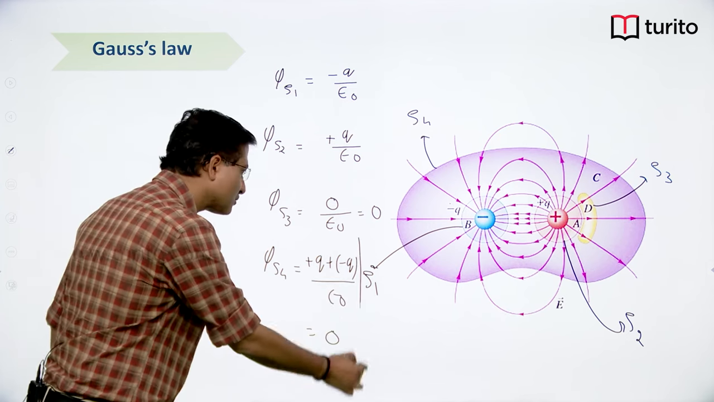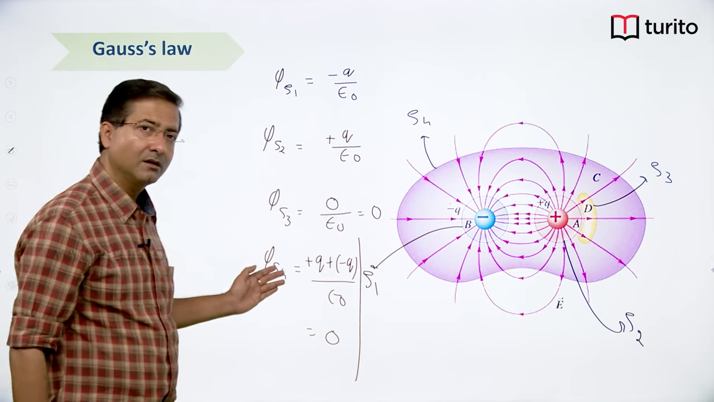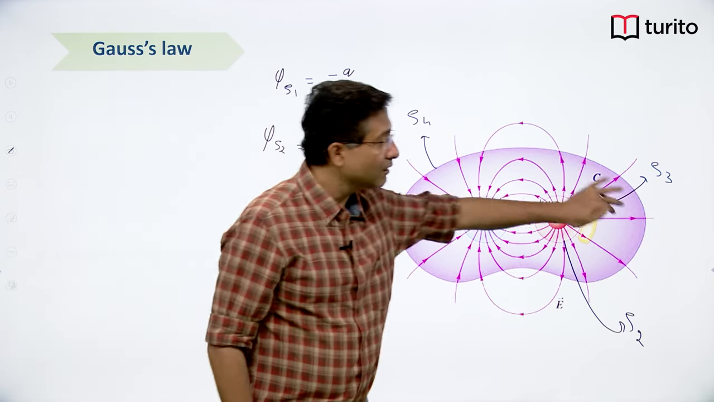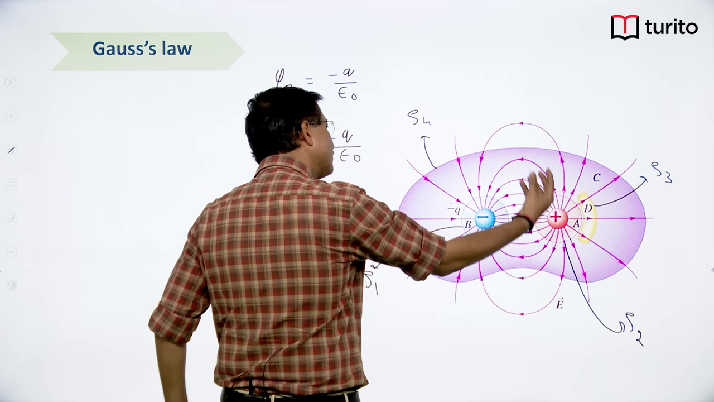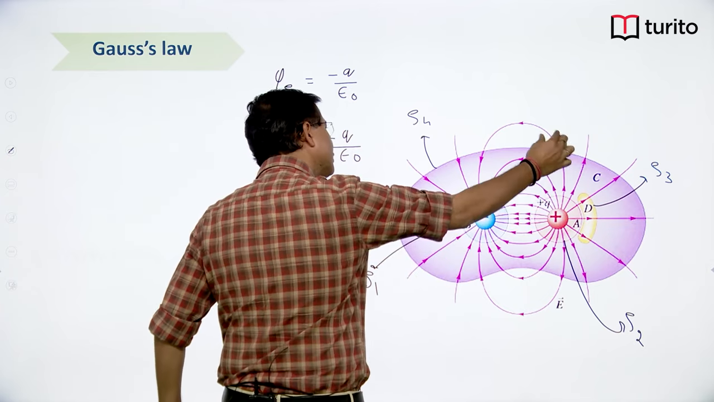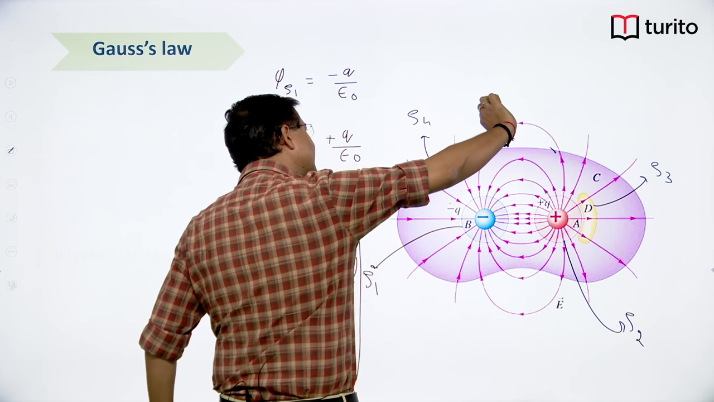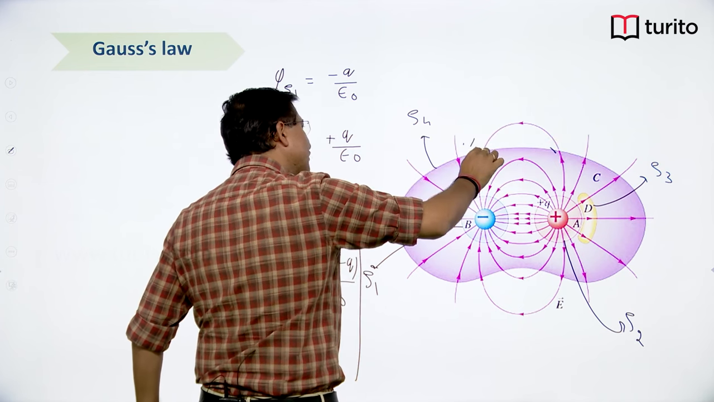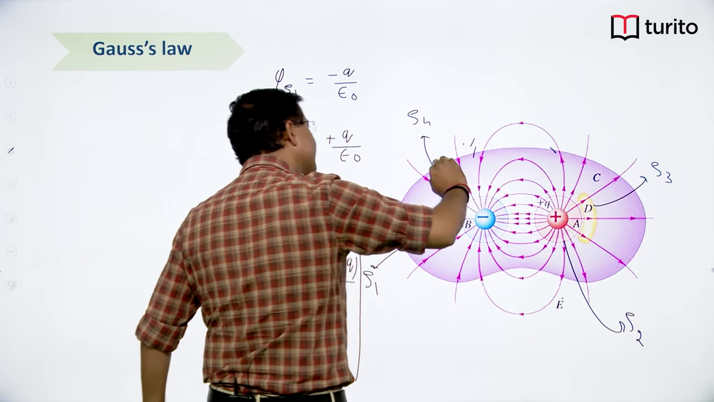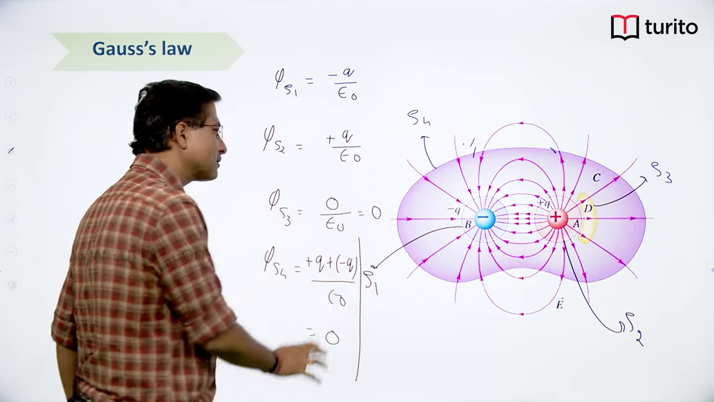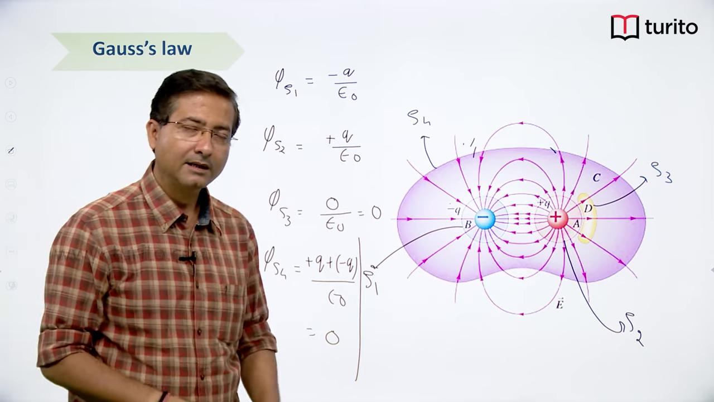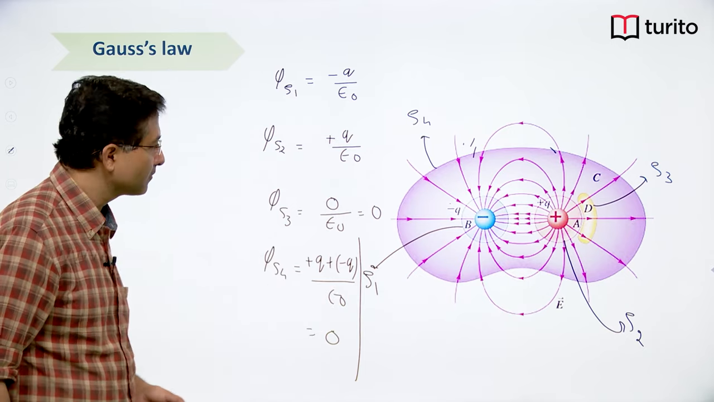So, there is no net flux associated with the fourth surface, and you can see that whatever lines originate from here, they are contributing to positive flux this side, and they are taking a turn and contributing negative flux this side. So, positive and negative, they are getting cancelled out. So, for the whole surface, we are getting total flux associated exactly 0, right.